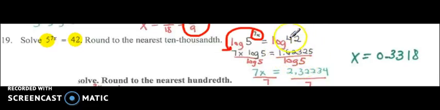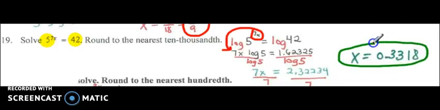1.62325, that came from log of 42. I plugged that into the calculator. Now I got 7x by itself. I'm going to divide by 7. That's what I got for a solution. Take this number, plug it back into the calculator to see if it's correct.